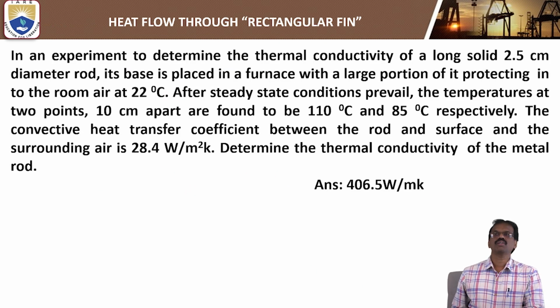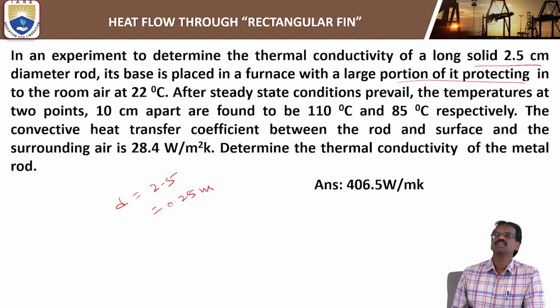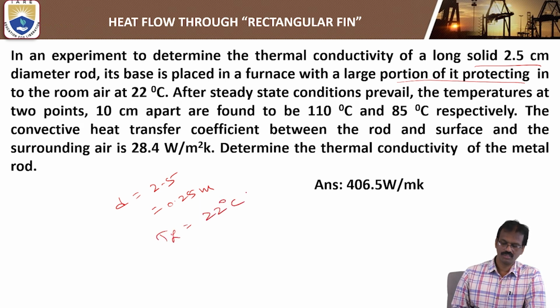Okay. One more numerical we'll see. In an experiment to determine the thermal conductivity of a long solid 2.5 diameter rod, the diameter of this rod is given. That is, d is equal to 2.5 centimeters. It means 0.025 meters. Its base is placed in a furnace. A long portion of it protrudes into the room. Room temperature T infinity, ambient temperature, is 22 degrees Celsius.